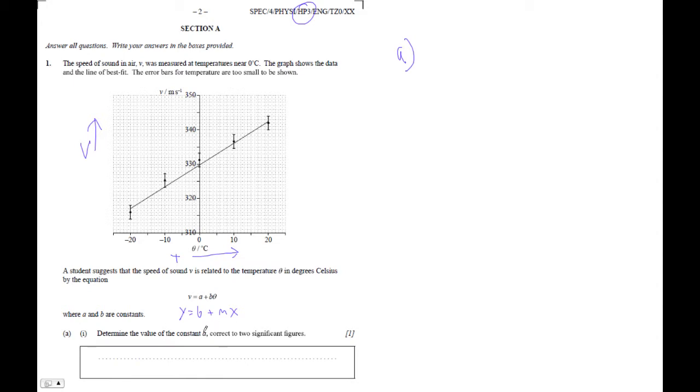So the first thing it says, what is the value of the constant a? Well, a is the y-intercept. So just read that. They want 2 sig figs, right? Well, look at that. It crosses pretty close to a grid line there, right? You can read even 1 more sig fig, but they just want 2 sig figs, so there you go. Happy hunting on that one, right?